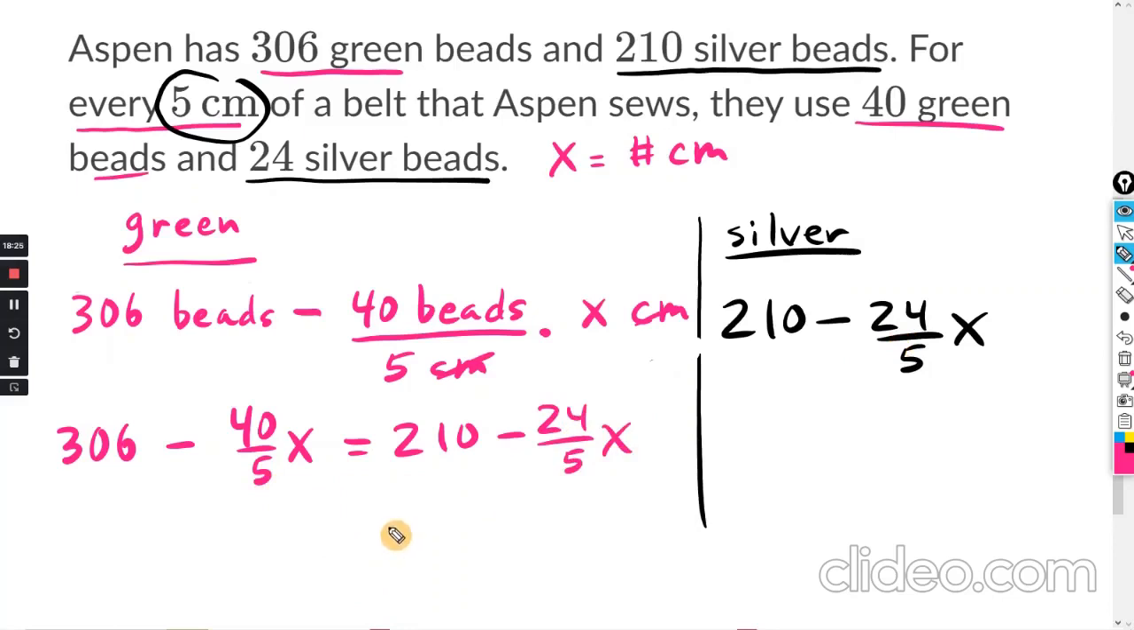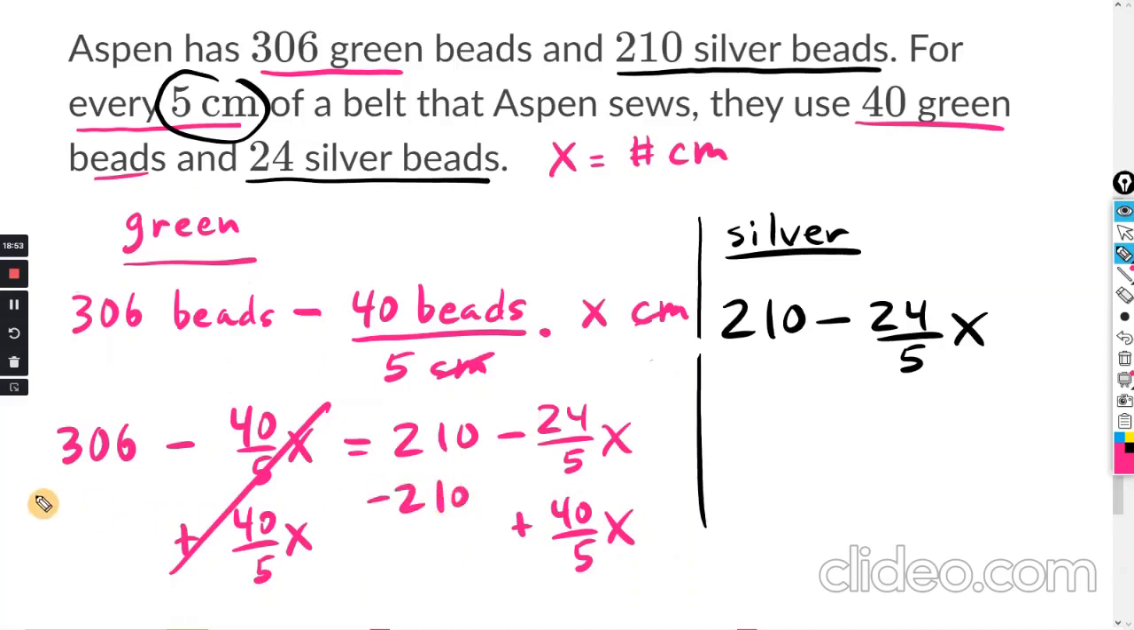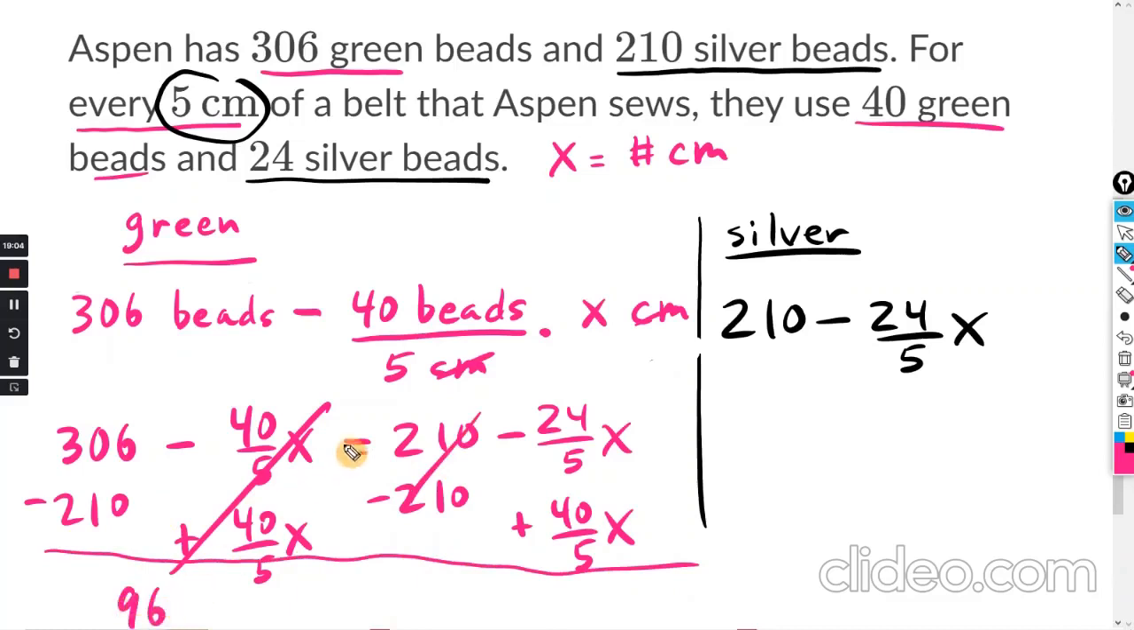Now luckily we have a common denominator. Like I said, I try to keep the variable positive. So I'm going to add 40 over 5 times x to both sides of the equal sign. And it cancels here. Since my variables are on the right, my numbers are going to go on the left. The opposite of positive 210 is negative 210. And it cancels here. 306 minus 210 is 96. Bring down the equal sign.